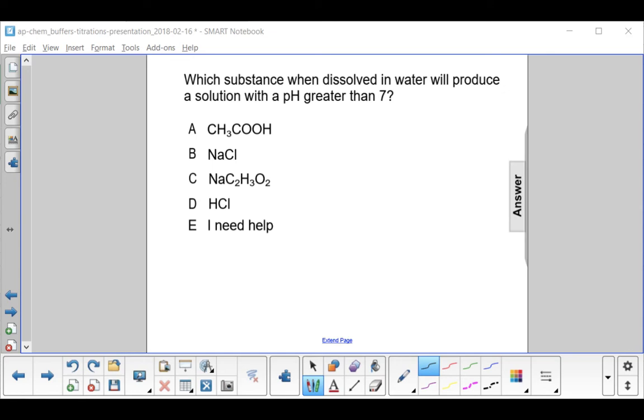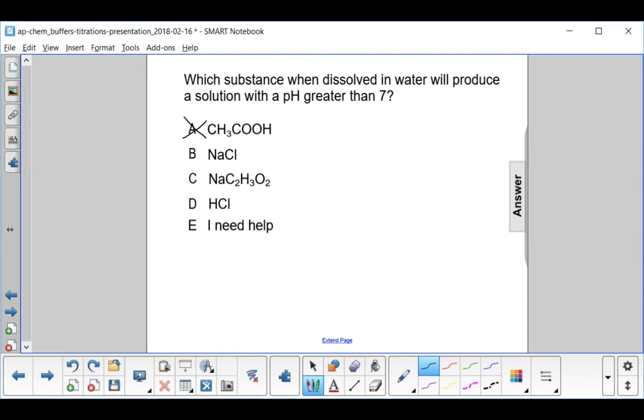Which substance, when dissolved in water, will produce a solution with a pH greater than 7? So we're looking for something that's basic. Let's just go through the answer choices here. Answer choice A, acetic acid is a weak acid, which will give us a pH lower than 7.